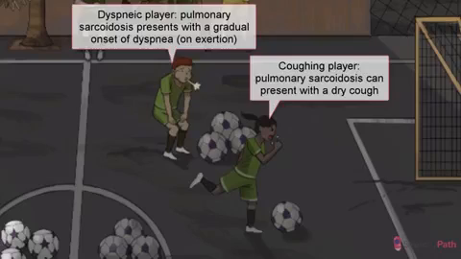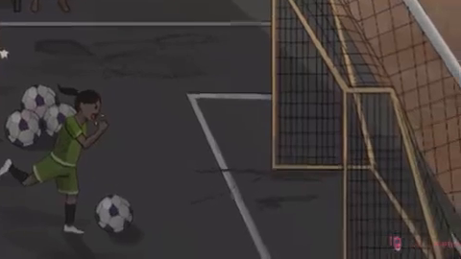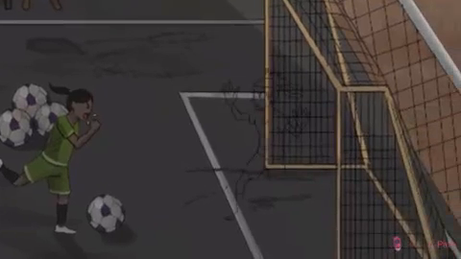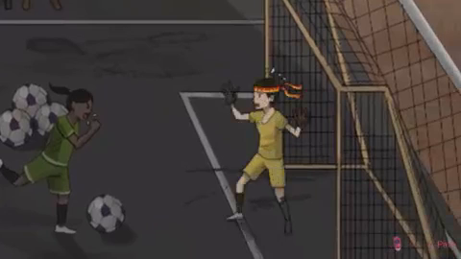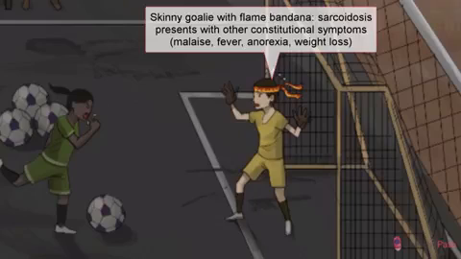Yeah, I'm getting dyspneic just thinking about it. Patients with sarcoidosis will often present with constitutional symptoms as well, as depicted by our goalie here. I mean, it is a pretty stressful position, and all that chronic anxiety, now presenting as fever, malaise, weight loss, and anorexia. Notice how that oversized goalie jersey clings to his skinny arms. Pretty non-specific stuff, huh? That's why sarcoidosis is sometimes considered a diagnosis of exclusion.